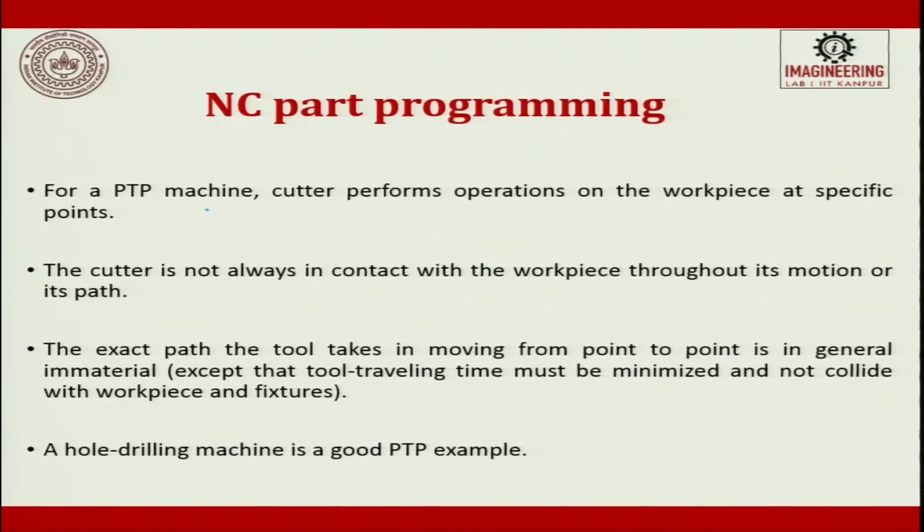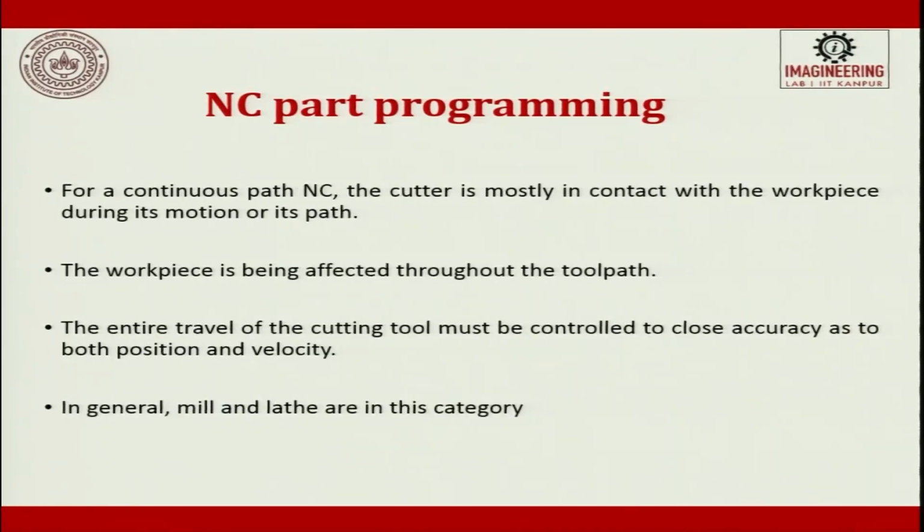For a point to point machine, the cutter performs operations on the workpiece at a specific point. The cutter is not always in contact with the workpiece throughout its motion or its path. The exact path the tool takes in moving from point to point is in general immaterial. This is what we explained, and I have also told you what is the hardware involved behind it. Hole drilling operation machine is a good example for point to point.